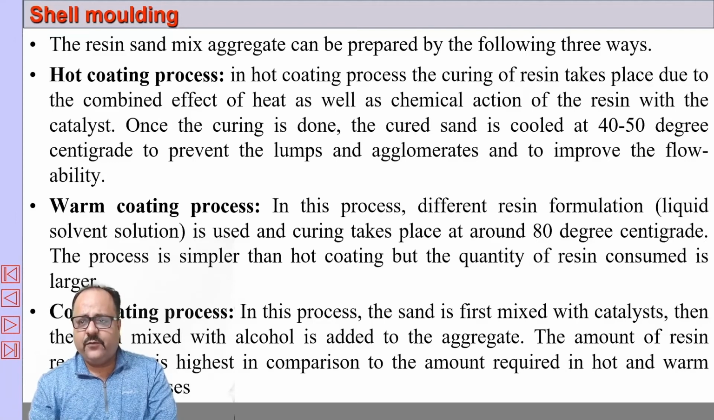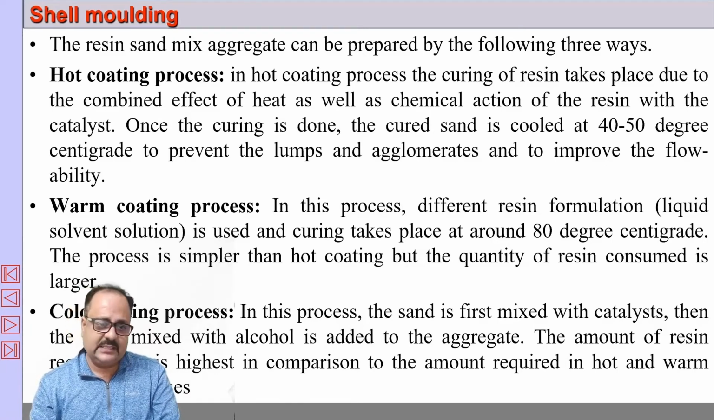Different resin formulations, which are mixed with liquid, are used, and curing takes place at around 80 degrees centigrade. The process is much simpler compared to that of hot coating, but the quantity of resin consumed is larger in this case. And in the cold coating process, sand is first mixed with the catalyst, that is the hexa catalyst, and then the resin is mixed with alcohol and is added to the aggregate. The amount of resin required is highest in this process in comparison to the amount required in the hot and warm coating processes.